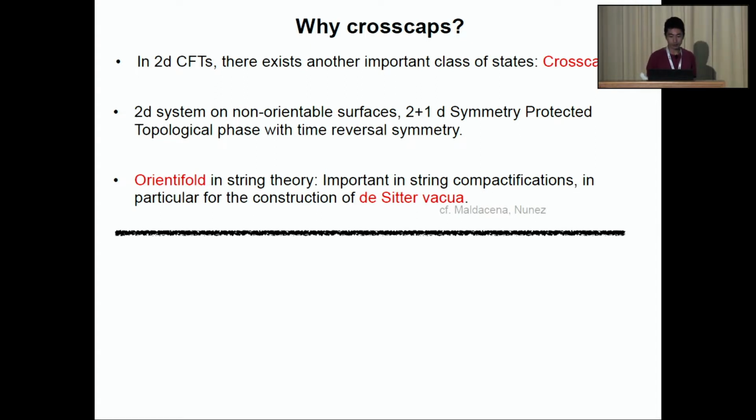But to me, a more important motivation is to understand orientifolds in string theory and also string compactifications. One crucial difference between D-branes and what's called an orientifold is that an orientifold can have negative tension. Using that property, you can construct dS vacua in string theory, and that allows us to evade the famous no-go theorem by Maldacena and Nuñez.